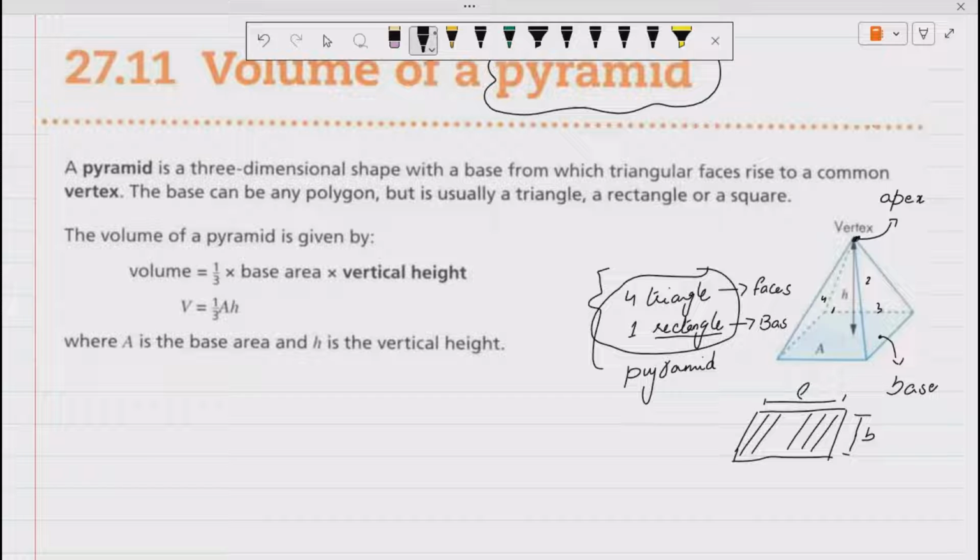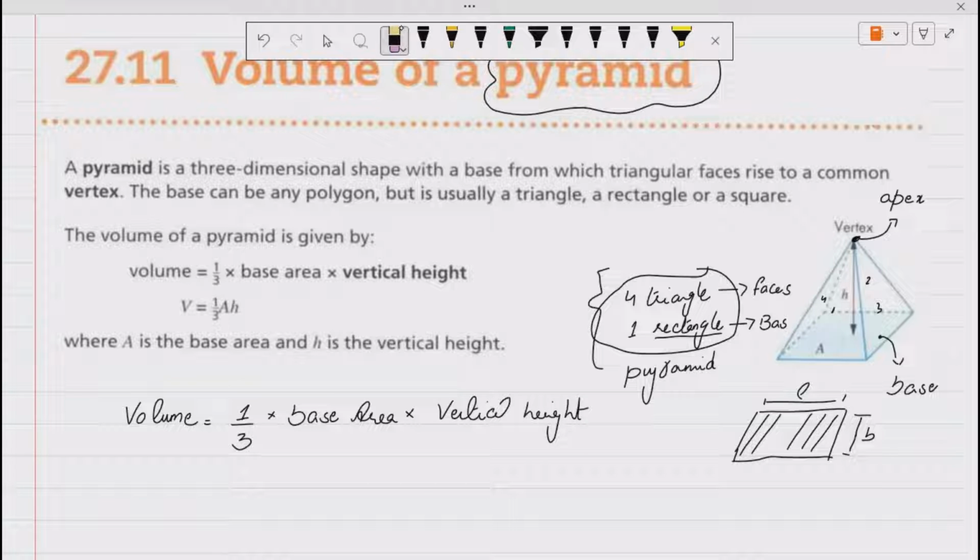And the volume formula is 1 upon 3 base area multiplied with the vertical height, right? So this is the formula you have to know about the volume of a pyramid. Now, you can see that height is this normal from the apex to the base, right?